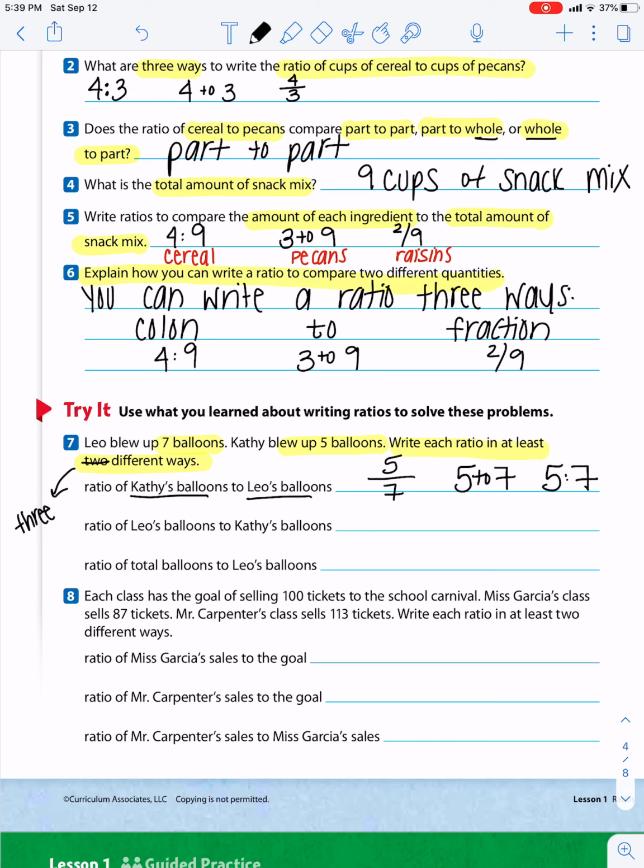All right, then the ratio of Leo's balloons to Kathy's balloons. So now Leo is first. Again, we're writing them 3 different ways because we need to practice. So we've got Leo is 7, so we can do 7 over 5. 7 to 5, I almost made a mistake there, and 7 colon 5.